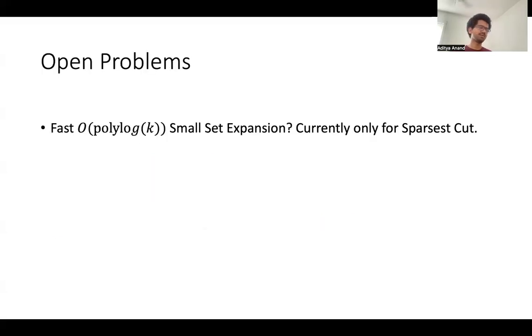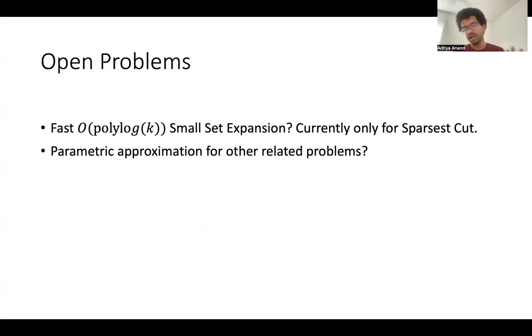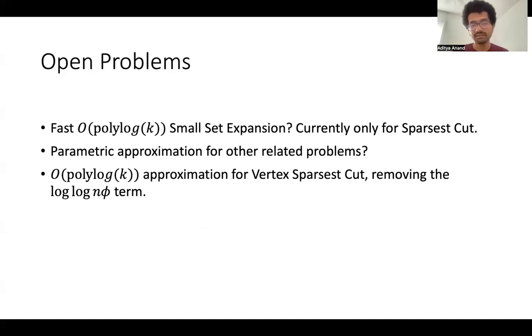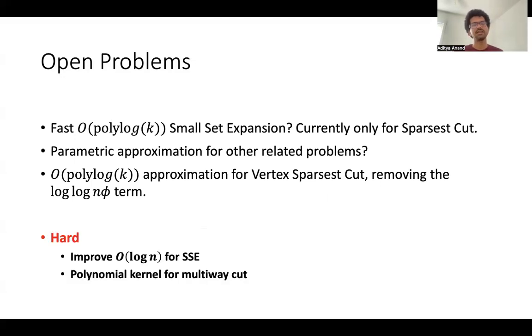Finally, let me finish with some open problems. First problem is, can we get fast polylog K small set expansion? Parametric approximation for other related problems, f of K approximation. And can we get polylog K approximation for vertex sparse cut, removing this log n and phi term? That's another challenge. And finally, the hard open problems, which would be amazing if somebody solves them, are: can you improve the log n approximation for small set expansion? And can you get a polynomial kernel for multiway cut?